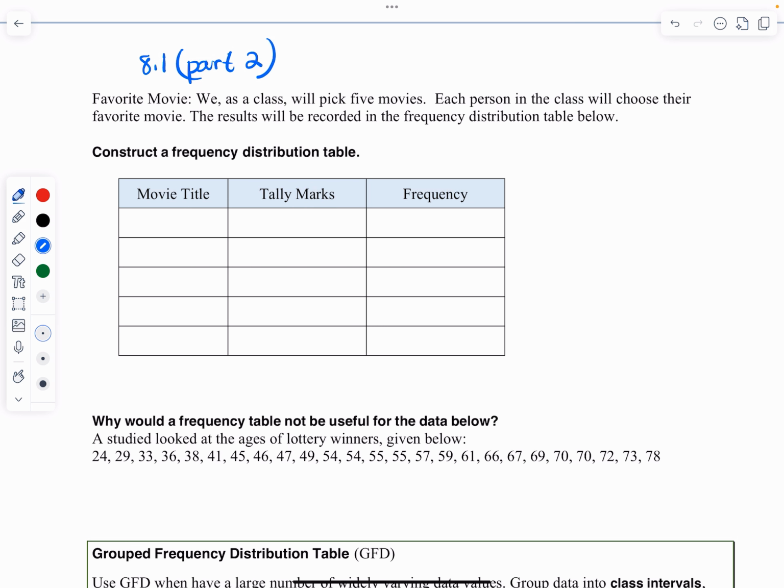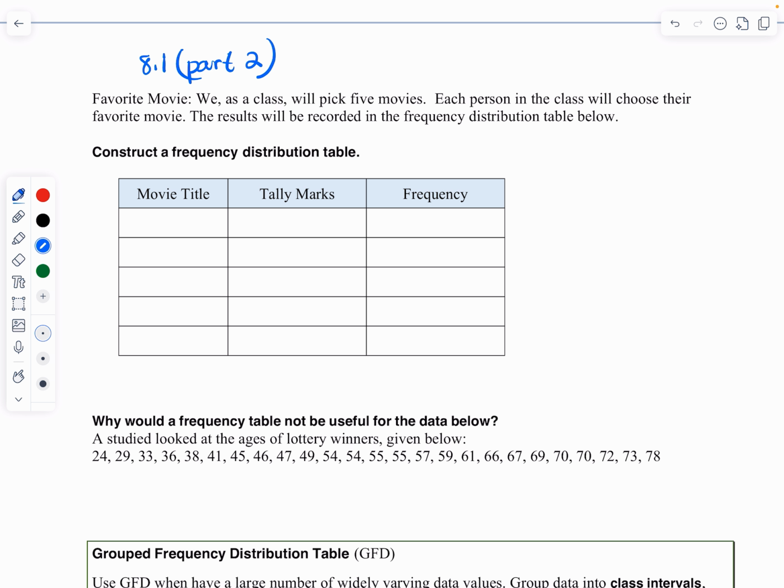All right, this is 8.1 part 2, where we were talking about frequency distributions. So when I'm face-to-face, we pick 5 movies, and then each person in the class chooses their favorite movie out of those 5. So I'm just going to make up something.